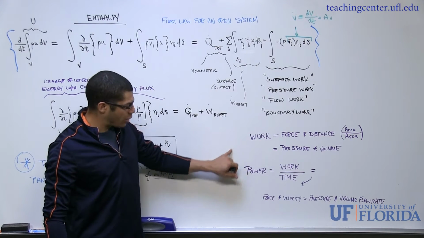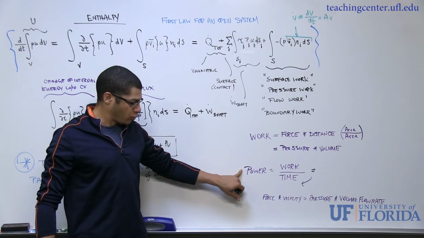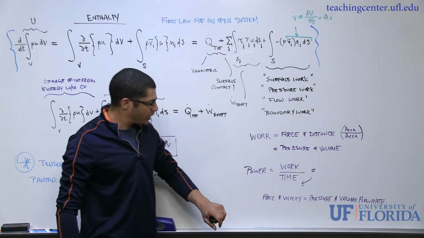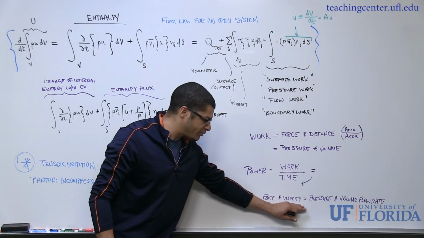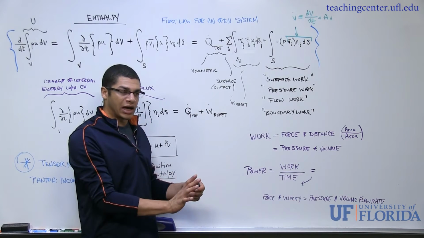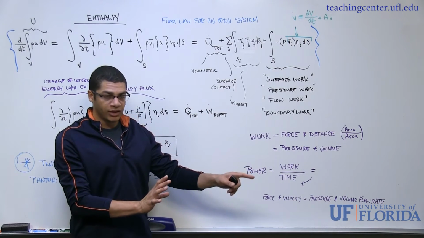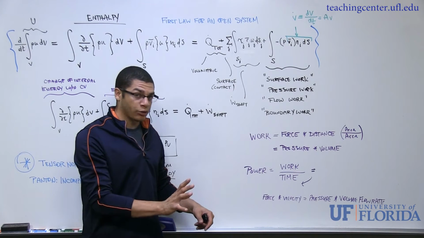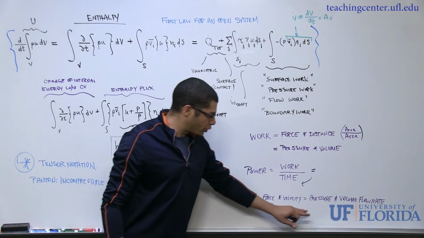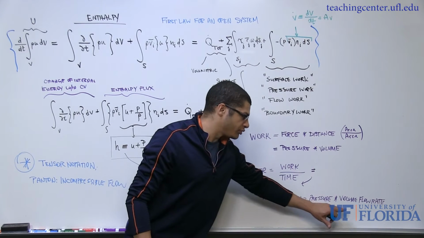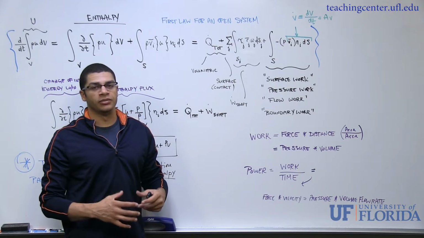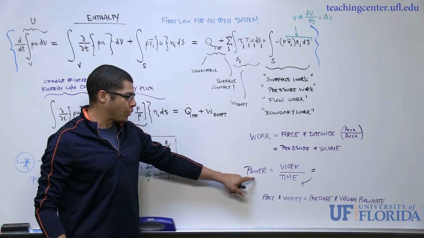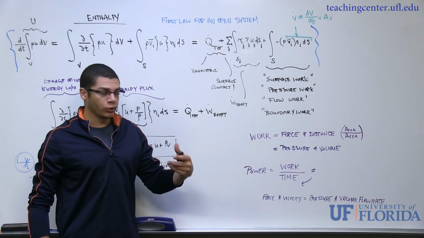Furthermore, power is the time rate of change of work, so work per unit time. Power can also be expressed as a force times a velocity. So if I'm pushing on an object and it's moving at some speed v, I'm actually transmitting power to the object. And also pressure times a volume flow rate, the rate at which it's changing volume. This is also a power, or a time rate of change of work or energy.